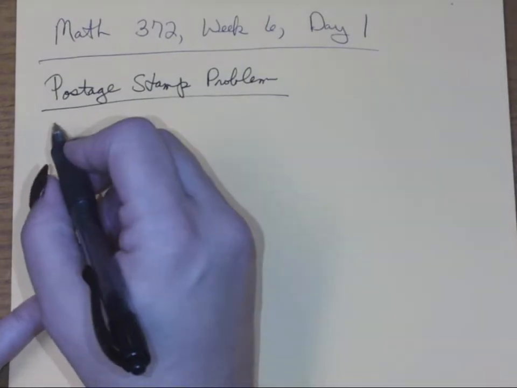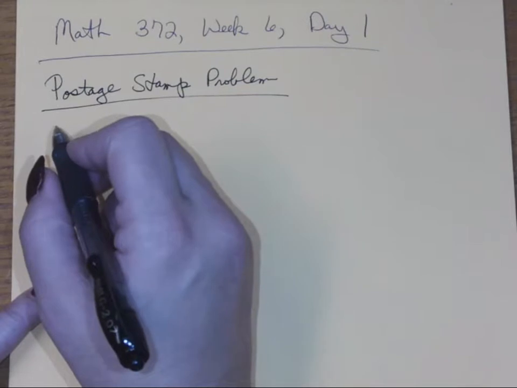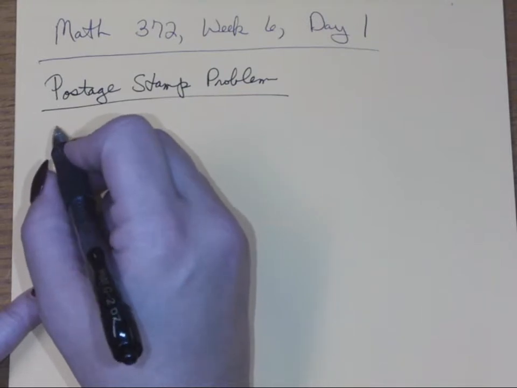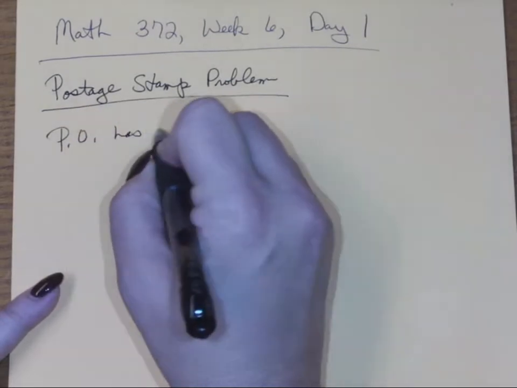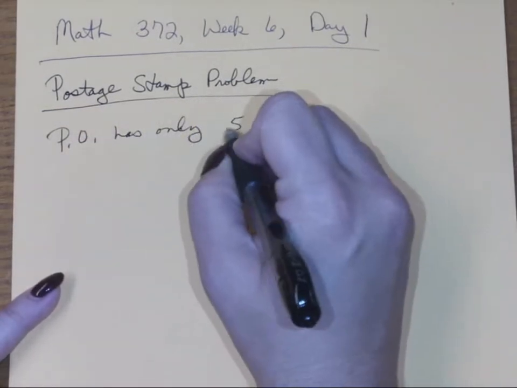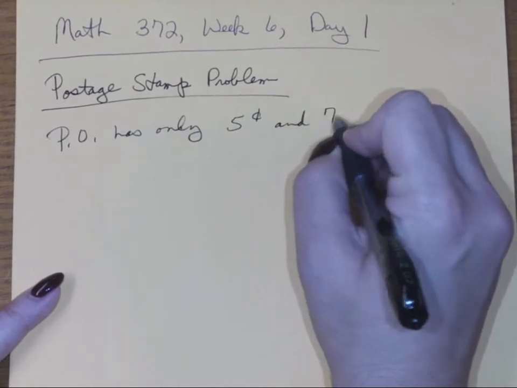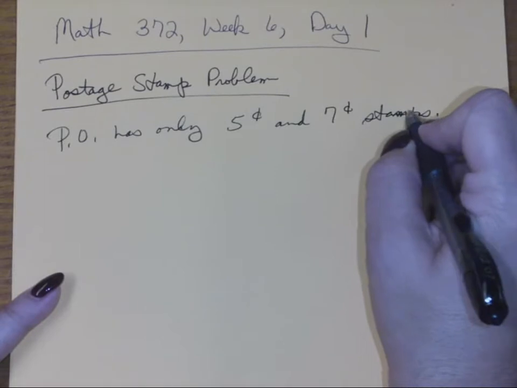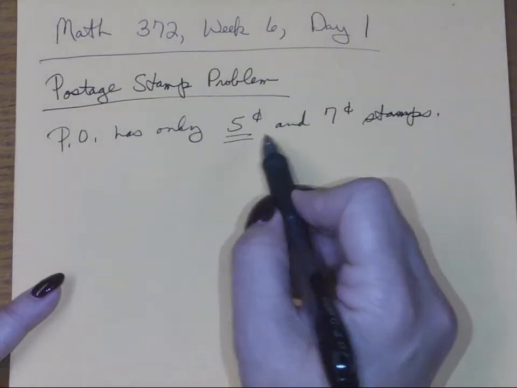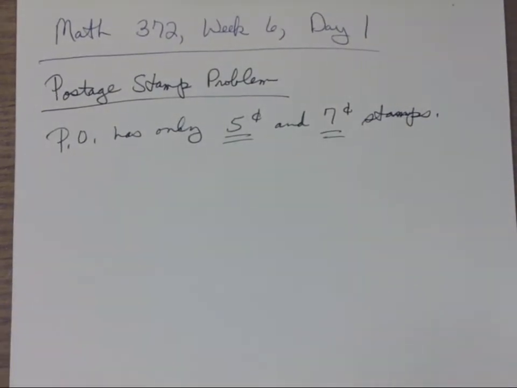So just real quickly, in your book, there are postage stamp problems, and it says something like this. The post office has only 5-cent and 7-cent stamps. And by the way, there can be lots of different denominations here. And by denominations, I mean like how many cents worth of stamps do I have. So this particular problem we're going to do is the 5-cent and the 7-cent stamps. I can't remember if that's the exact problem out of your book or not. I'll look in a minute.